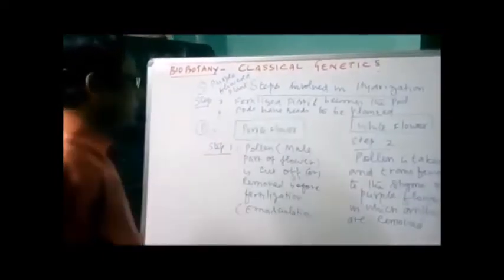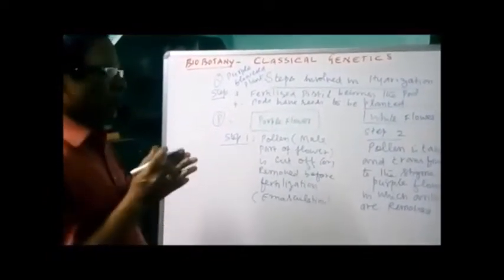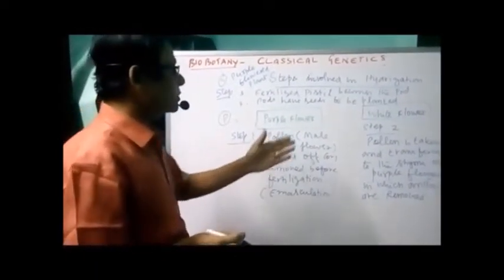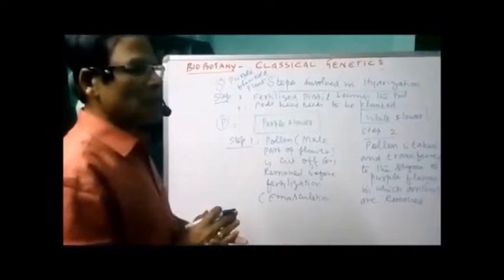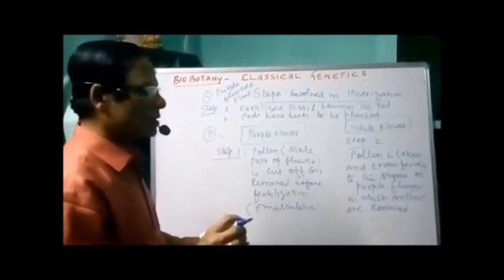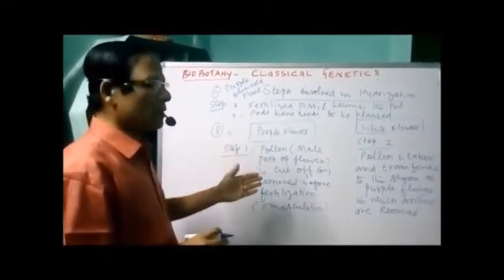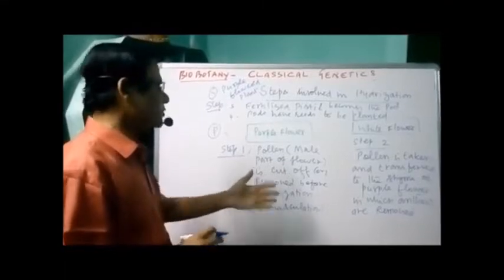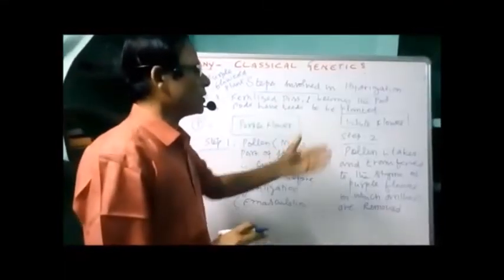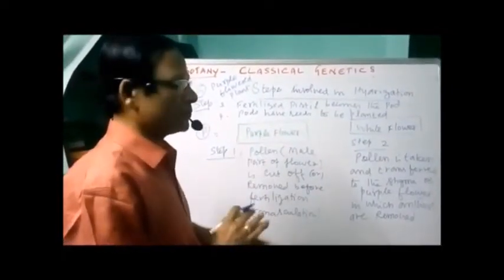Now these are all the steps he had taken. He took flowers with contrasting characters: one the purple flower, another the white flower. He removed the anthers from the purple flower, leaving only the pistil, the female sex organ. The removal of anthers from the flower is called emasculation. Then he took the pollen grains from the white flower and dusted them on the stigma of the purple flower.